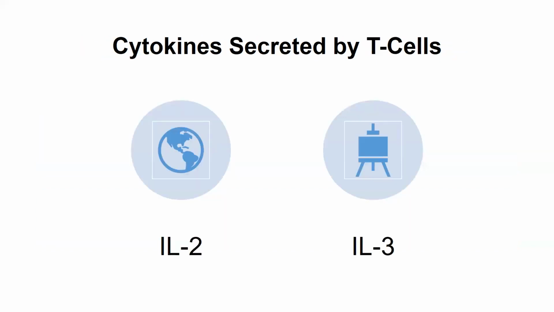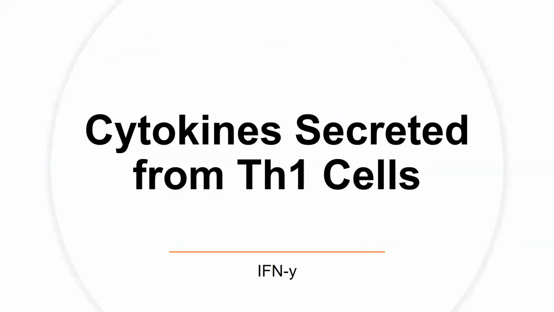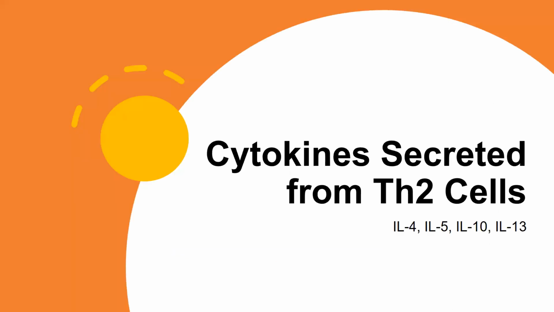Our T cells will secrete 2 and 3. So I think about T cells, there's 2 types of T helper cells, maybe, or 3, you could say 3 types: T helper, Th1, Th2, Treg, however you want to remember that. But T cells secrete 2 and 3. Th1 cells specifically secrete interferon gamma, IFN gamma. Cytokines secreted from Th2 are 4, 5, 10, and 13. Come up with some mnemonic for that. I don't have one, sorry.